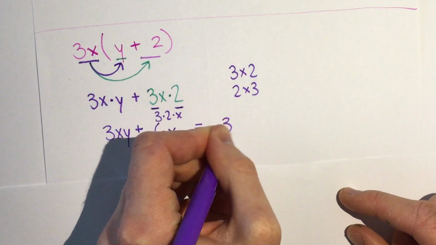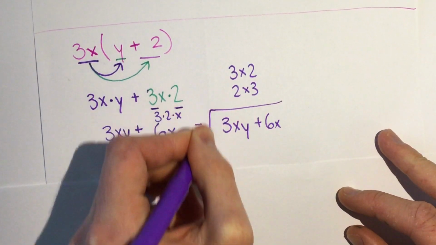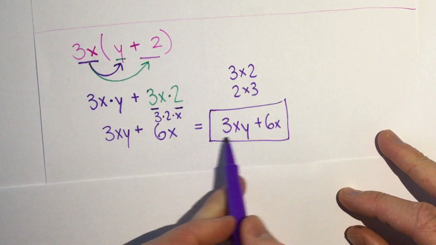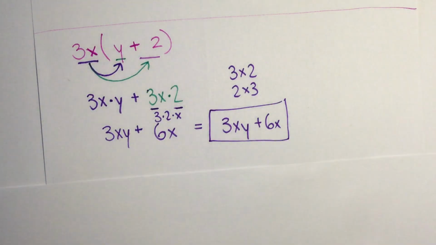So our final answer would be 3xy plus 6x. Here, we don't have like terms. This is an xy, this is an x, so that would be our final answer.